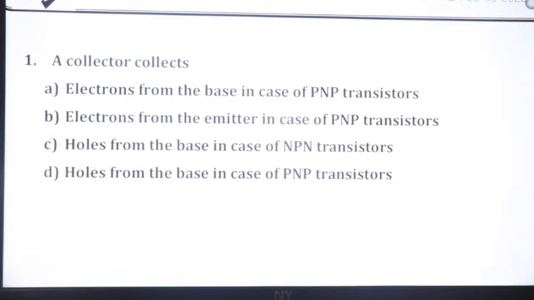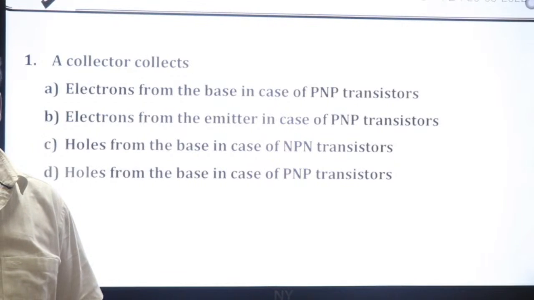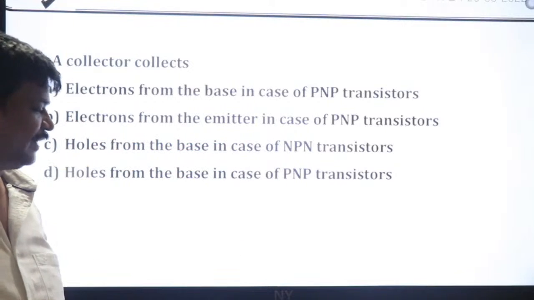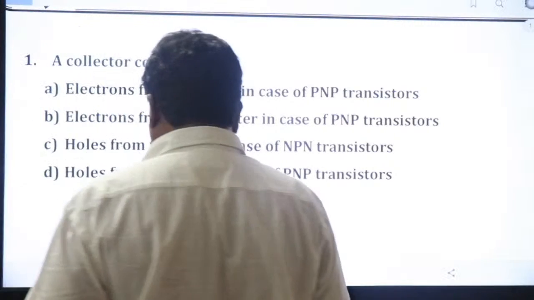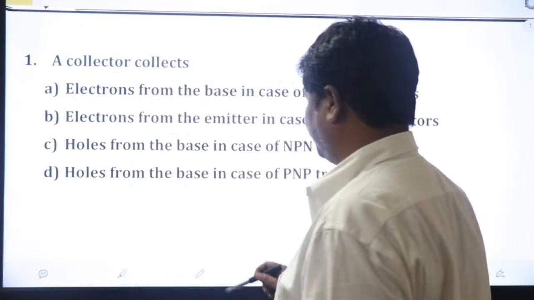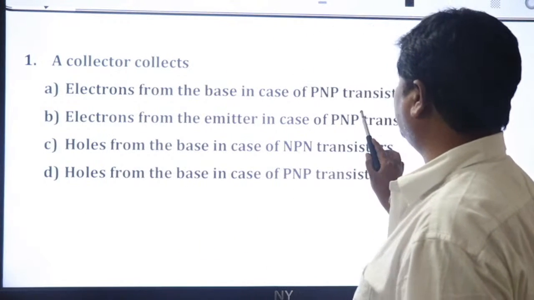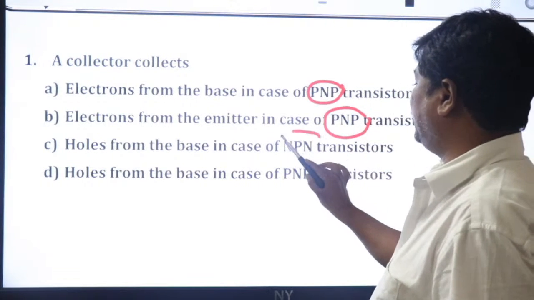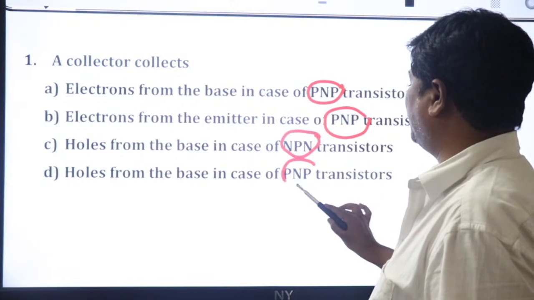For this question, what is the answer? I am waiting for your answer. Just you have to see here. Carefully try to see the question and answer it. Don't answer blindly. Which is a PNP transistor? This is a PNP transistor. It's a NPN transistor. It's a PNP transistor.